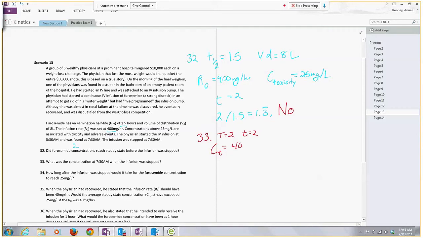The dose, the rate of infusion was 400 milligrams per hour. We have that up there. The clearance. We did not find clearance yet. So we have to go and find KE, which I have written down as ln of 2 over 1.5, which equals 0.4621 inverse hours. And then the volume of distribution we already have is 8, so clearance is equal to 0.4621 inverse hours times 8, so clearance equals 3.69 liters an hour. Okay, but none of that's important.